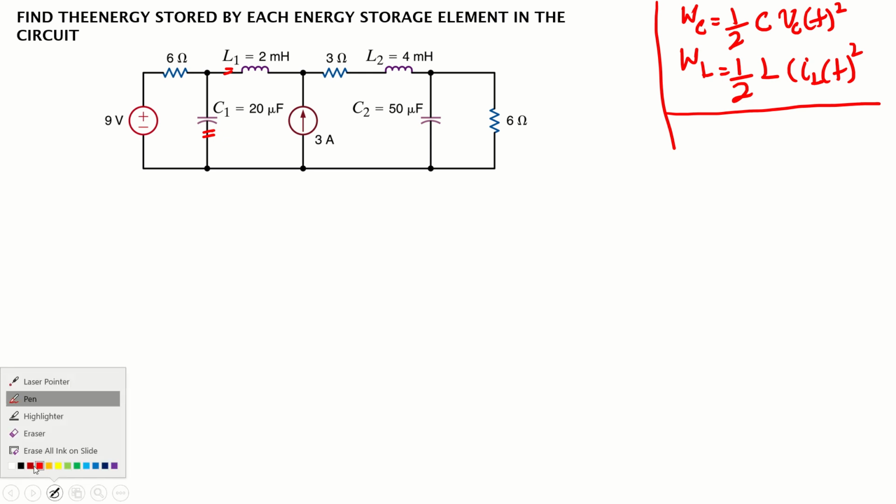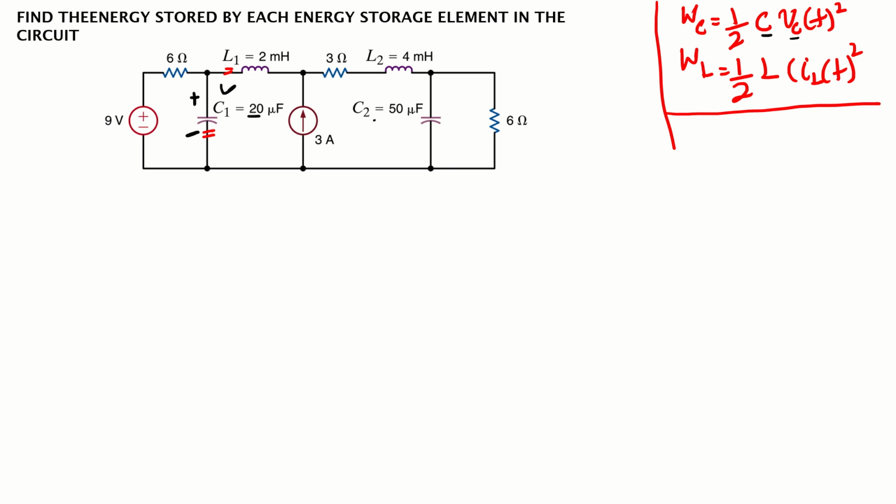It means if I want to find the energy stored by this capacitor, I need to know the value of this capacitor, which I know. Then I need to find the voltage drop across this capacitor and take its square. Similarly, for this other capacitor, I need to find the voltage drop across it. Let's call this VC2 and let's call this VC1.